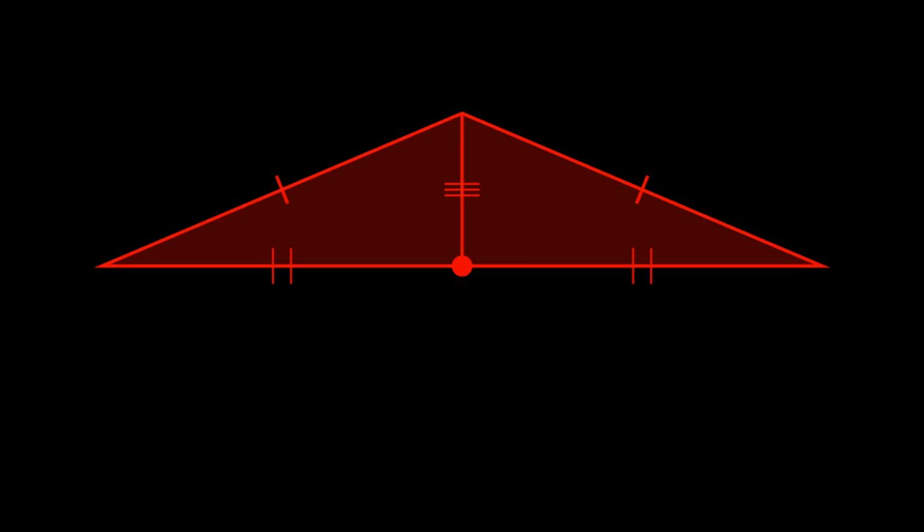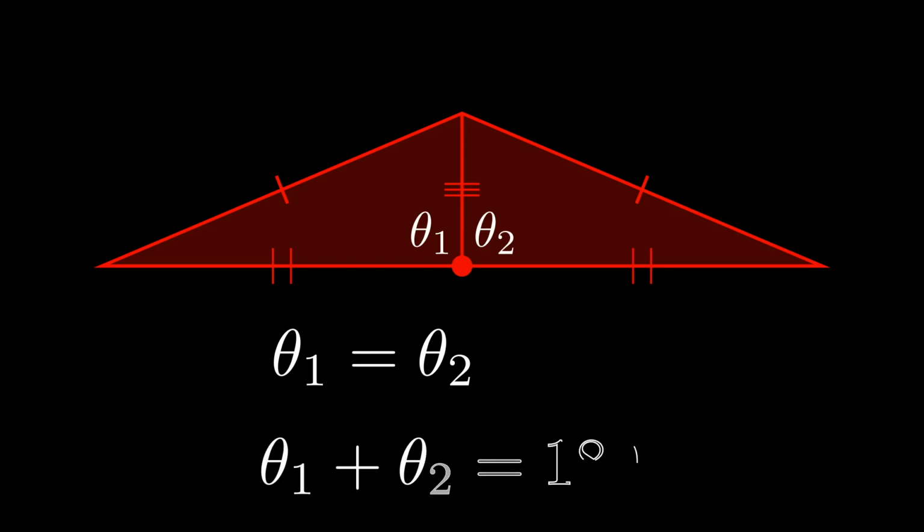Now, because they are congruent, that means that angle number 1 and angle number 2, so the left and the right one, must be equal to each other. But because they are splitting on a straight line, they add together to 180 degrees. And therefore, they must be 90 degrees.